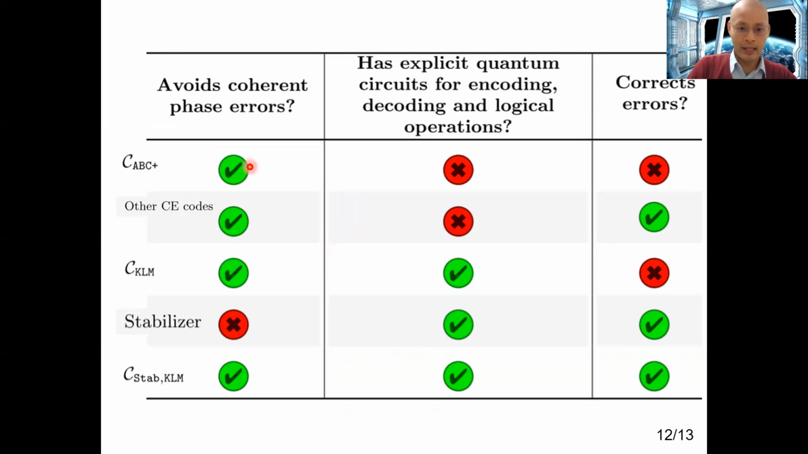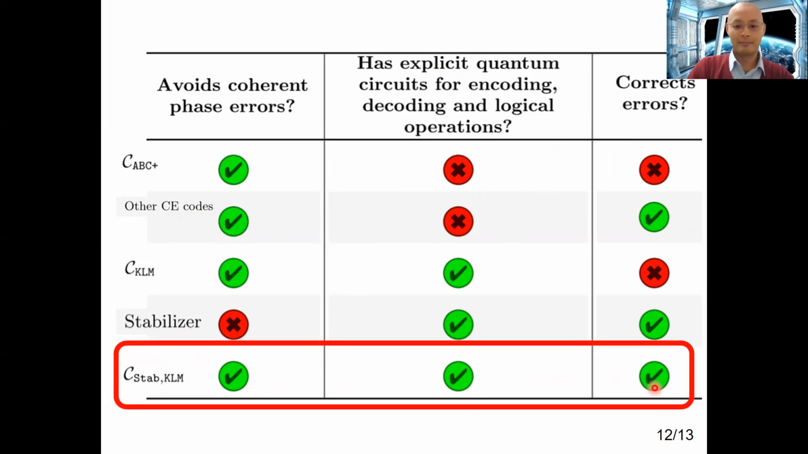And this is a table that compares our constant excitation code with some other codes. These constant excitation codes, these error avoiding codes, have been previously studied. However, previously these explicit circuits have not been presented, and they do not correct arbitrary errors. And while other constant excitation codes can correct some other errors, they don't have these very nice circuits. Basically, the concatenated codes that we introduce here solve all of these problems. They avoid coherent errors, they have explicit circuits, and they can correct errors.